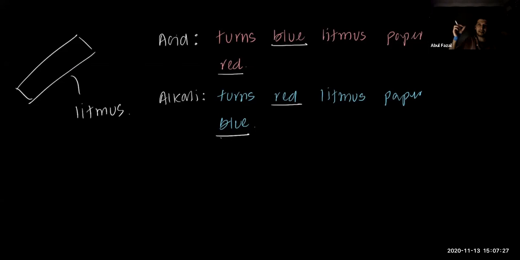So you can tell in a test tube if you have an acid or an alkali, but not how strong it is. There will be no indication if it's ultra strong or just ever so slightly acidic. It could be nimbu pani, or you know, it could be the worst acid in the world. Okay.